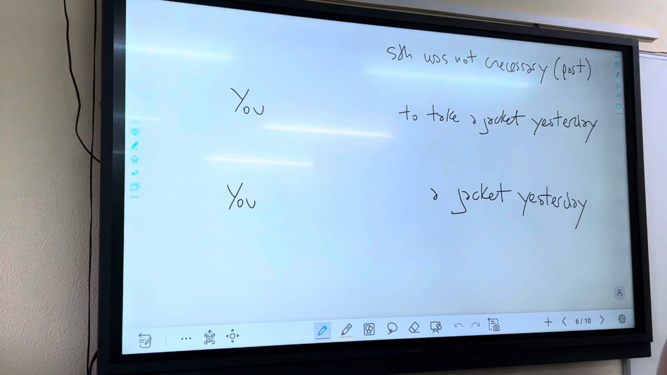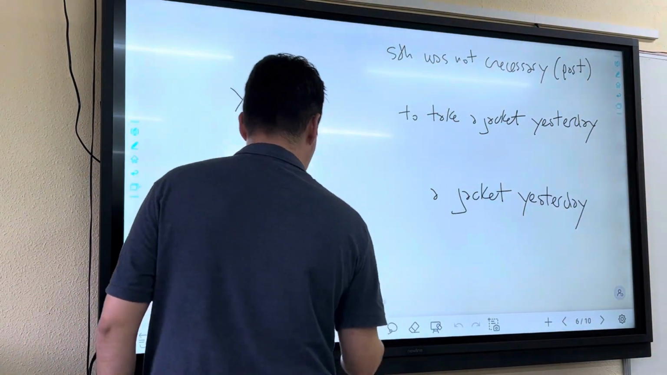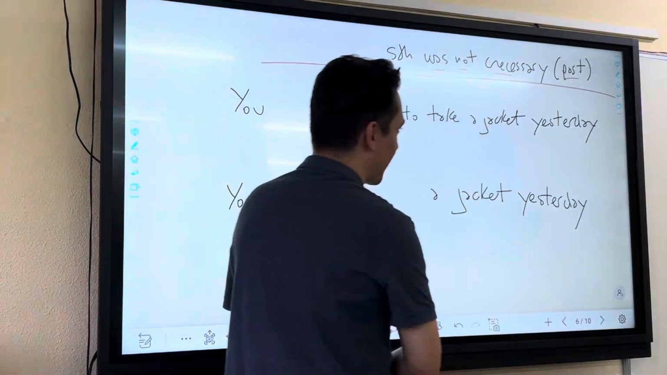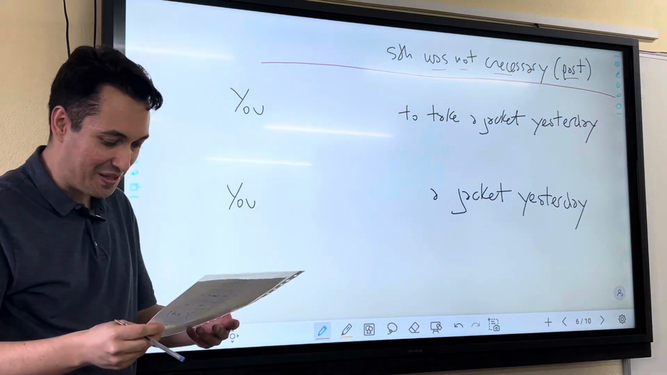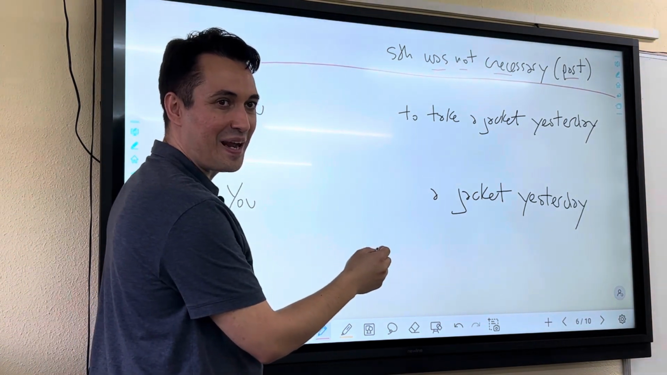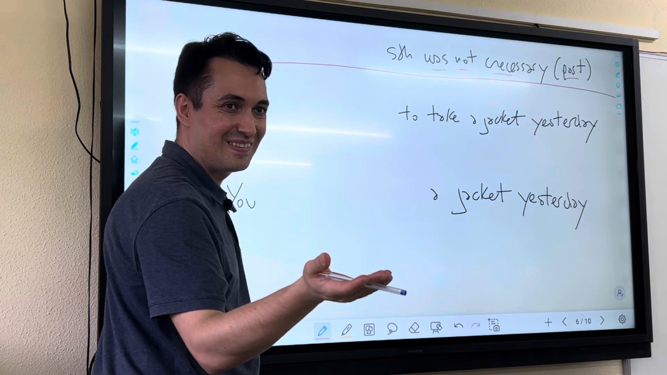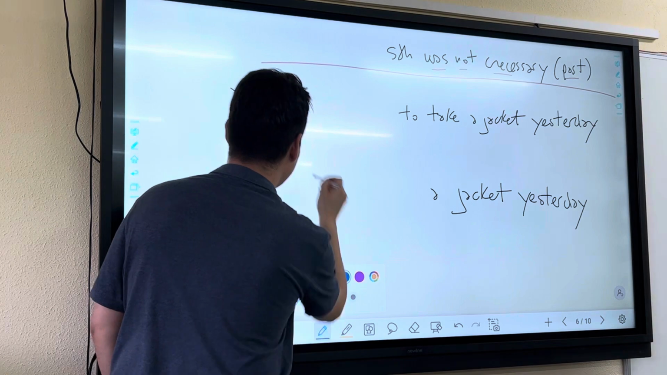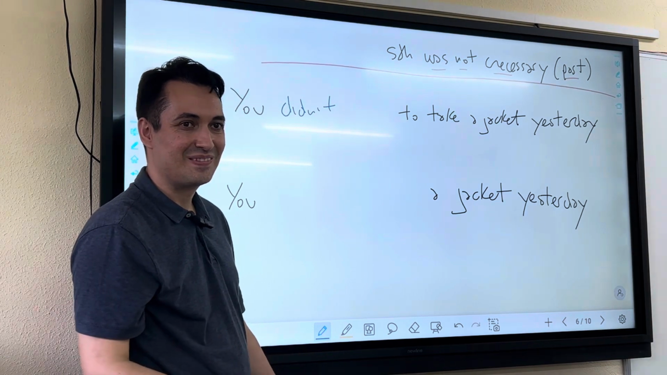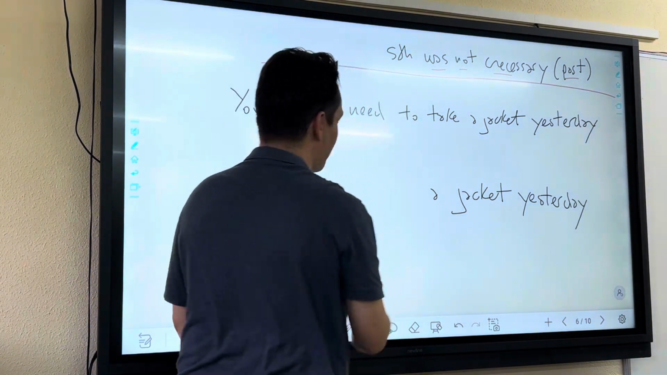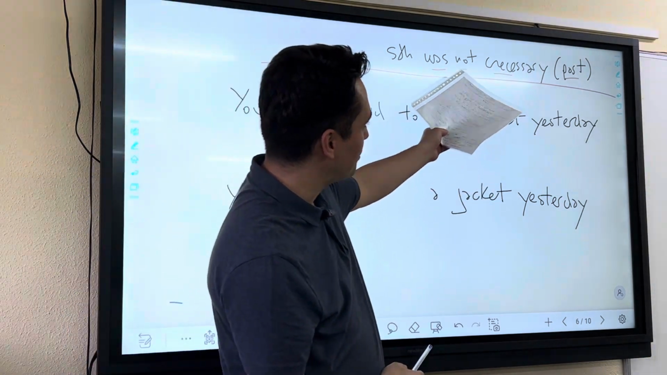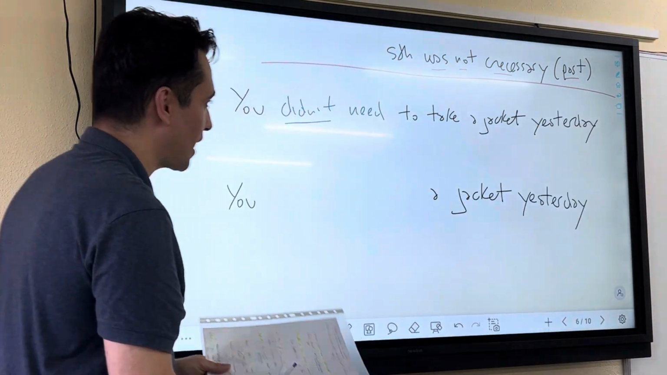Okay, have a look at this. Something was not necessary in the past. So you to take a jacket yesterday. Okay, need in the past and negative. Very easy. Full sentence. Very good. You didn't need to take a jacket yesterday. So here we use didn't. So we are talking about something that was not necessary in the past.